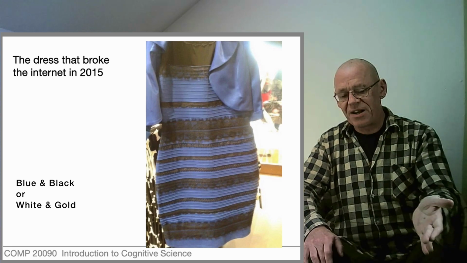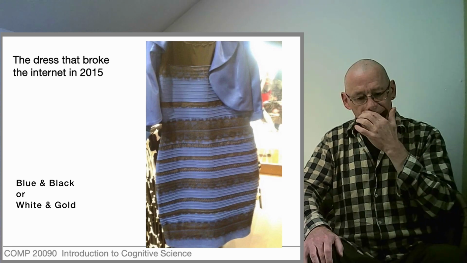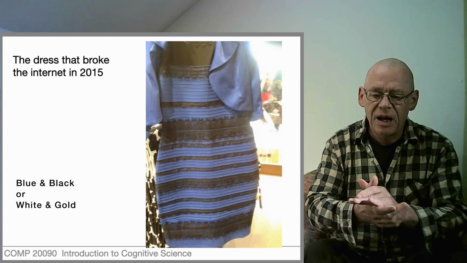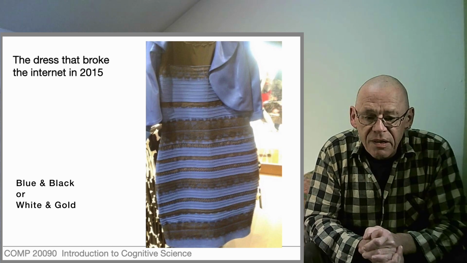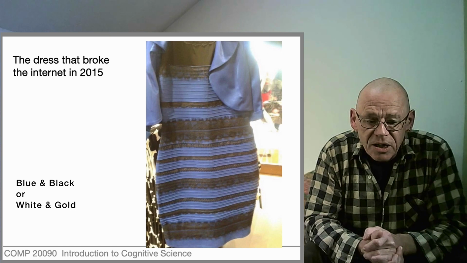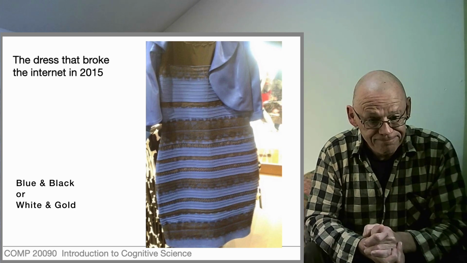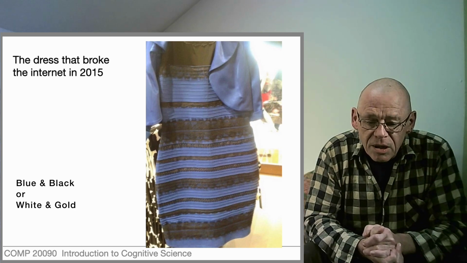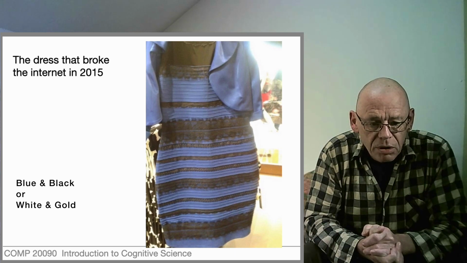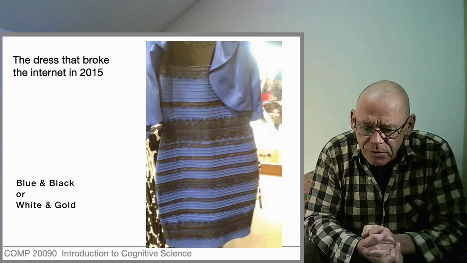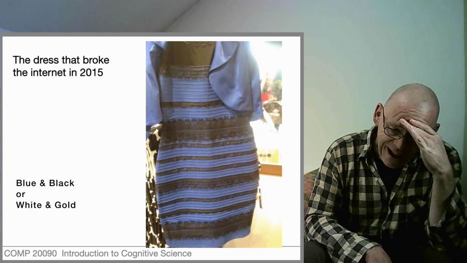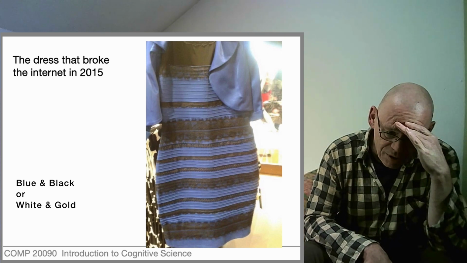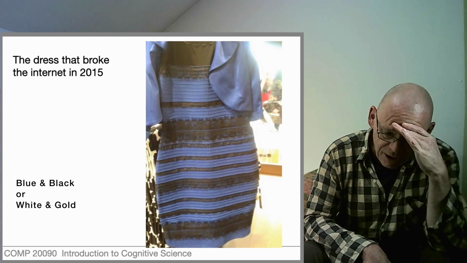Someone posted this dress on the internet, and people were divided as to what color the dress is. Now, some people see this as white and gold, and some people see this as blue and black. I have to be careful here because I can only see this as white and gold. And the other one is blue and black. Yeah, it just seems crazy to me.